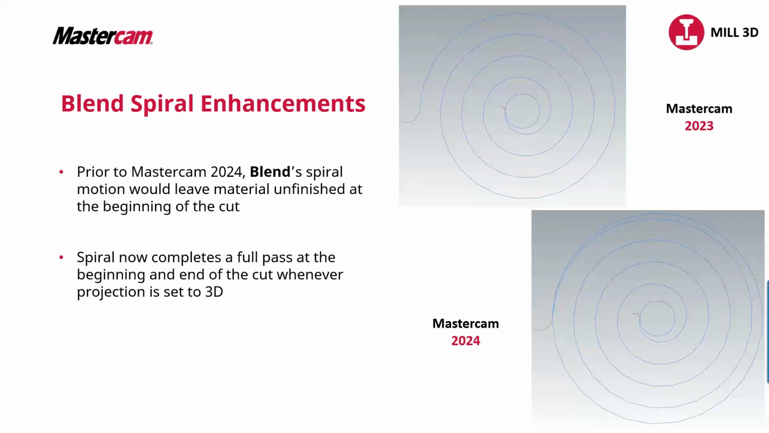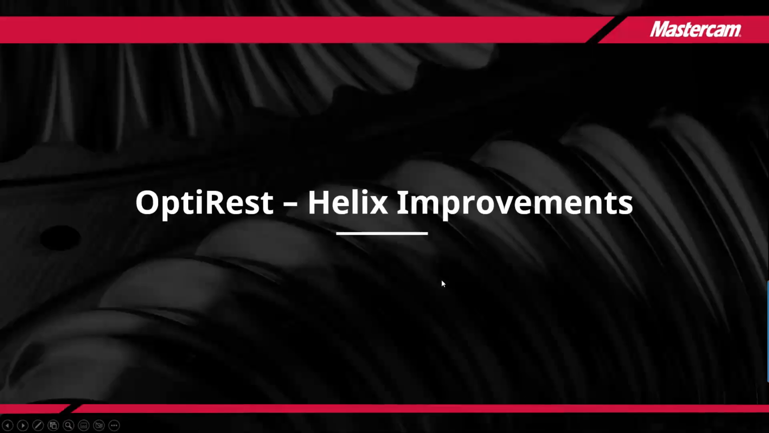In 2024, blend spiral is now going to make complete full passes at the beginning and the end of the cut when projection is set to 3D. This is going to help us remove the excess leftover material from the sides of our two curves that we use to control our cut motion on our machining geometries. So now we're going to talk about our OptiRest Helix improvements.